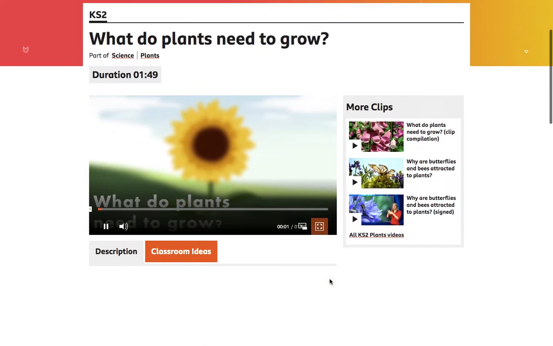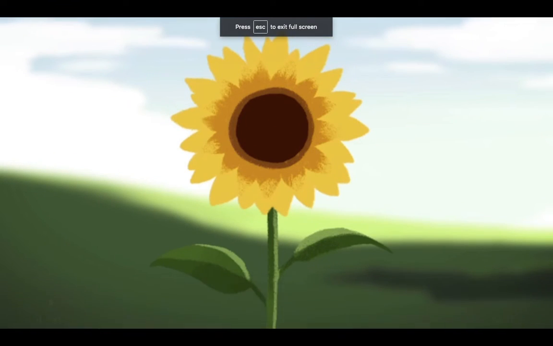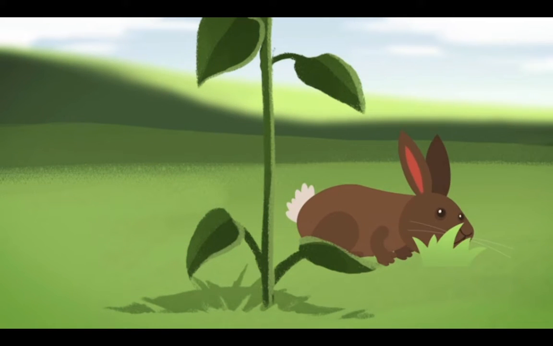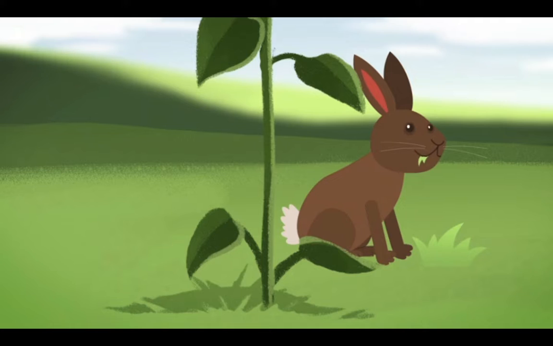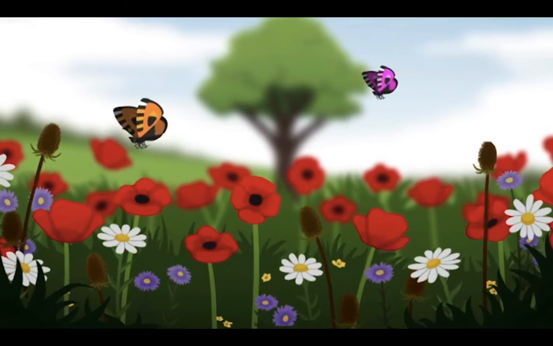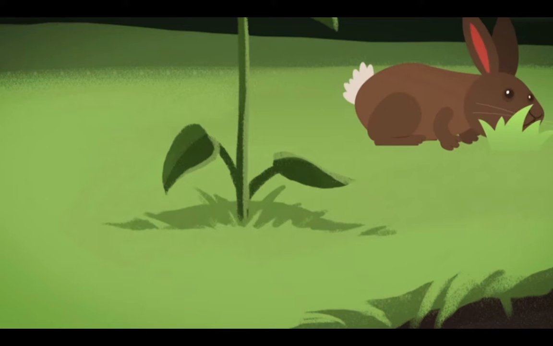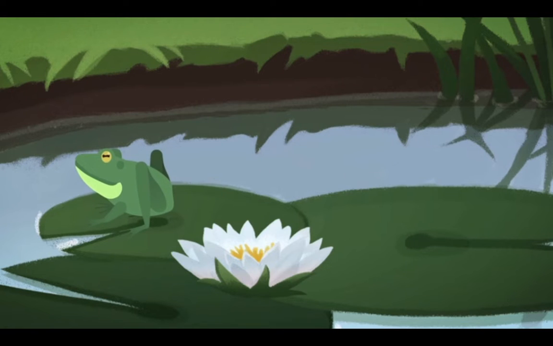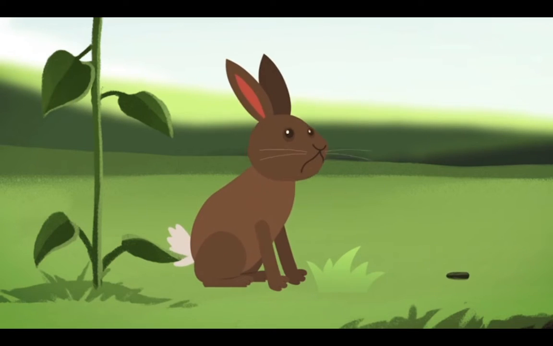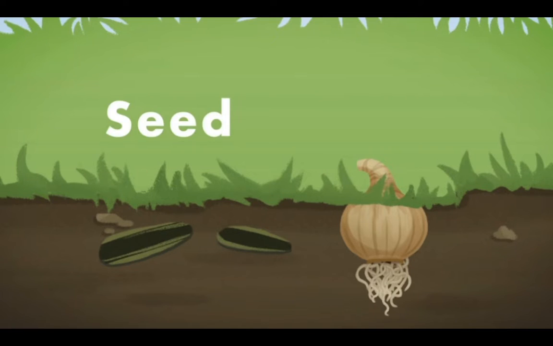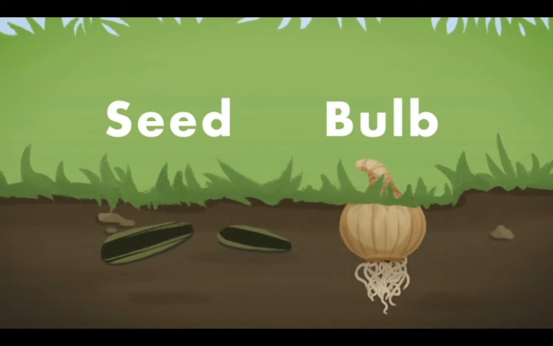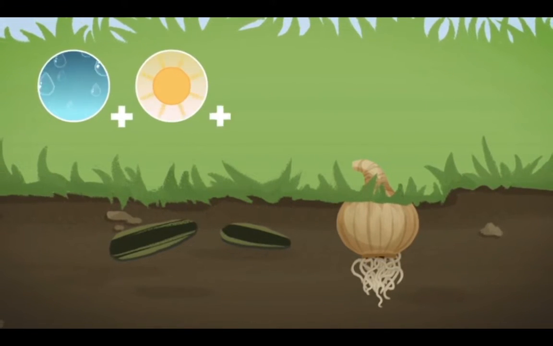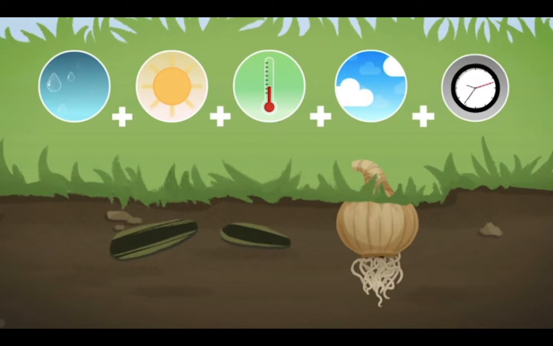What do plants need to grow? Plants are a very important part of our environment because they provide us with oxygen to breathe and food to eat. Plants can be of different sizes, shapes and colours, and they can grow in soil like sunflowers or in water like water lilies. But no matter what they look like or where they are, most plants grow from either a seed or a bulb. In order for a seed to survive and grow into a strong plant, it needs water, light, suitable temperature, air, and time.